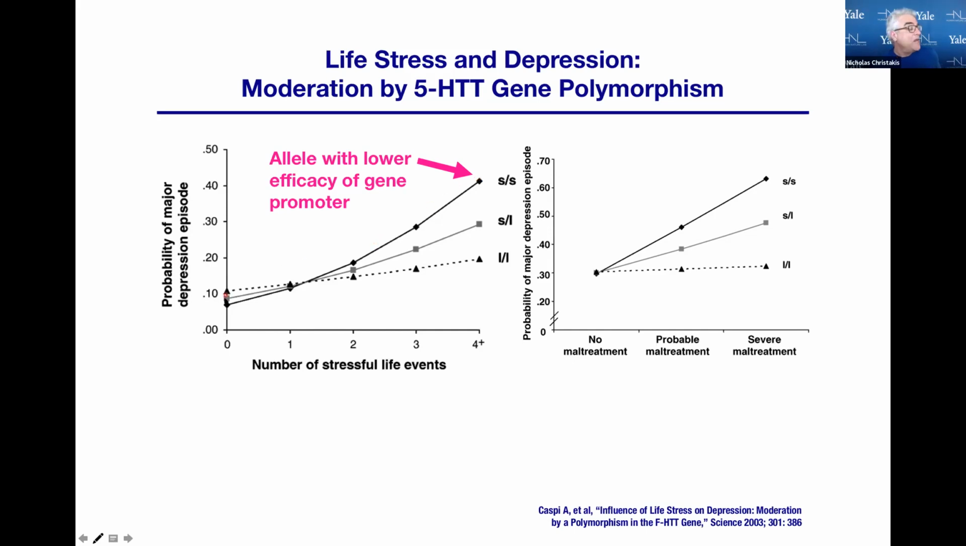But if you had no stressful life events, it didn't matter what variant of the gene you had. Down here, it doesn't matter. This is a gene by environment interaction effect. Whether the gene variant causes you to have depression depends on what kind of environment you're exposed to. Did you have a lot of stressful life events or not? Conversely, whether the stressful life events cause you to get depressed depends on what kind of genes you have.